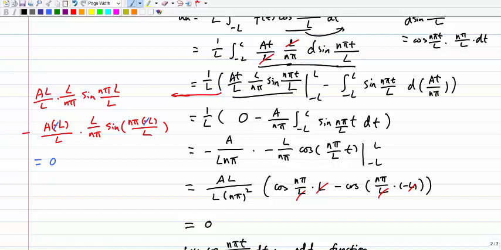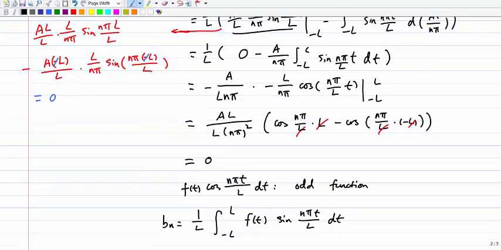And for this part, it is cosine n pi L over L times L minus cosine n pi over L times negative L, right? Because negative doesn't change anything, so these two are the same. So this ends up to be 0 as well. Okay. Now also this is 0 because f(t) times cosine n pi t over L is also an odd function. Okay. I'll talk about the properties of the odd function in the next video.